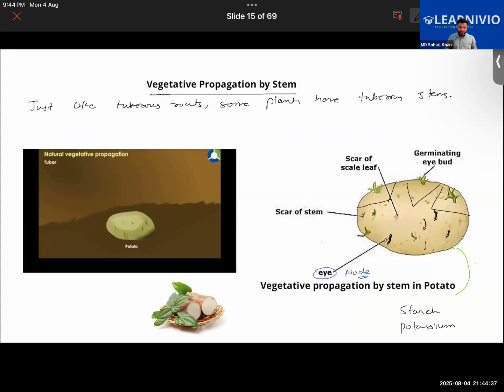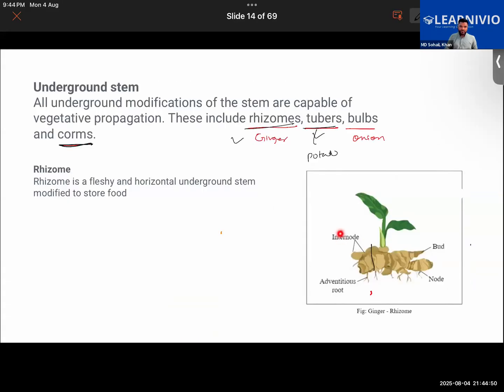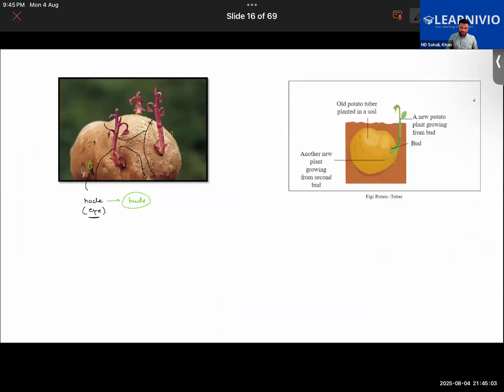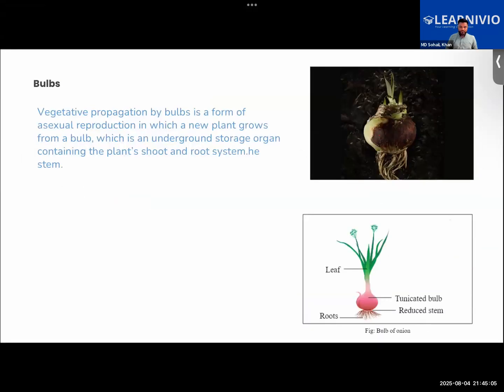Then we have vegetative propagation by the potato, which is an example of a tuberous stem. Ginger is an example of rhizome. Potato is an example of tuber, where we learned that they have nodes in them. Out of the node, a bud will grow. It will germinate and grow into a new plant like this. The node is also known as the eye.